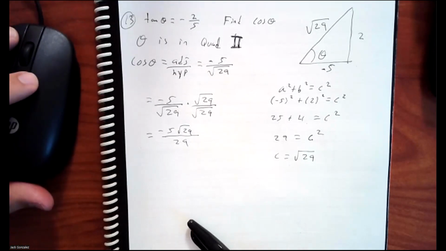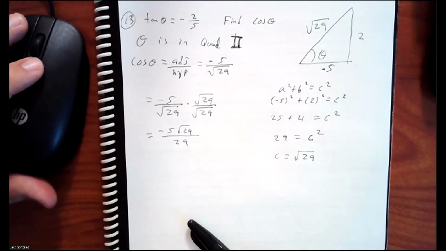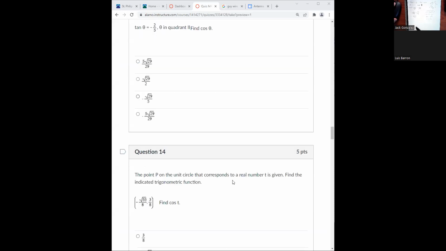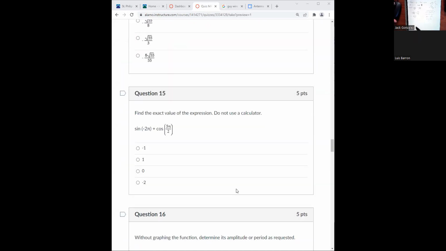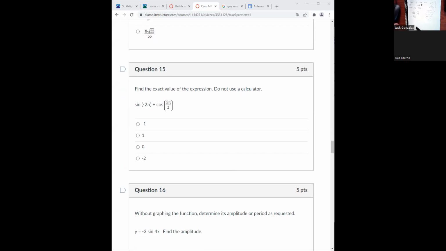Okay. Let's get 14 here. 15 is just using your unit circle. There's not much to do. I think I have my circle on me, but find one.